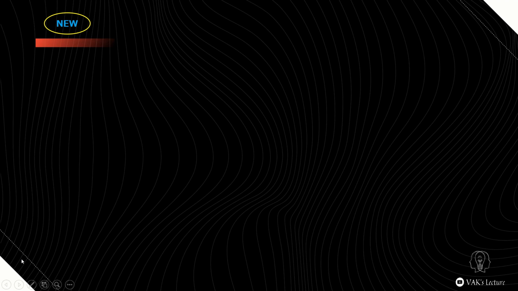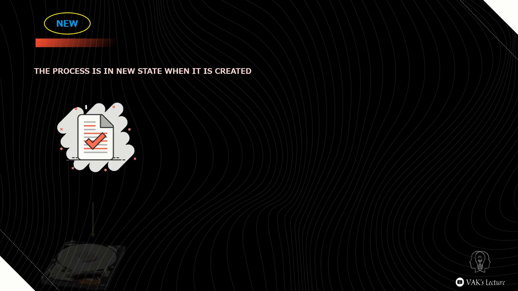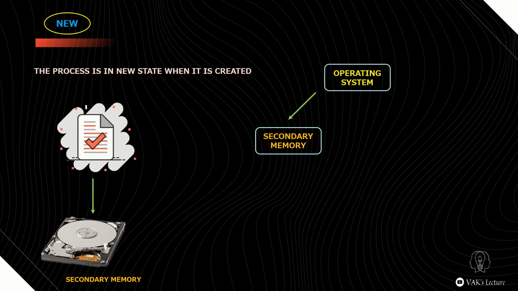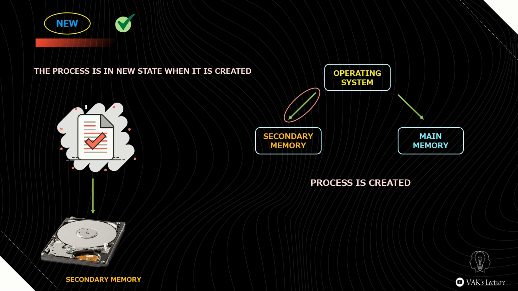The first state is new. When a new process is just created, it is present in this state. For example, when you write some program and save it, it is stored in the hard disk, that is secondary memory. When we execute that program, the operating system just picks it up from the secondary memory to place it in main memory. At that time, when it is just picked up to get placed in main memory, we can say that the process is created and that state is the new state. Another example can be when you just open any application, let us say Google Chrome, the process is just created at that time. That is when it is in the new state.